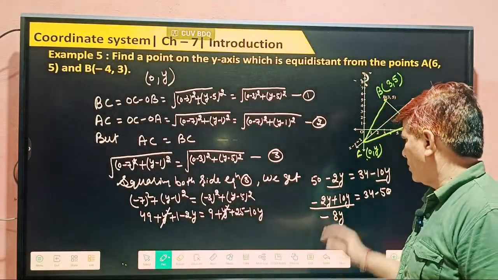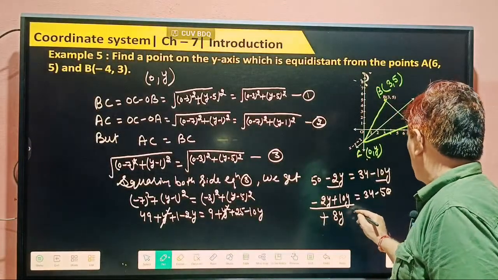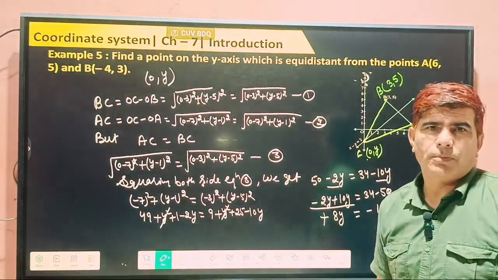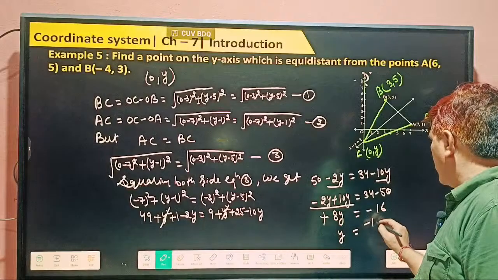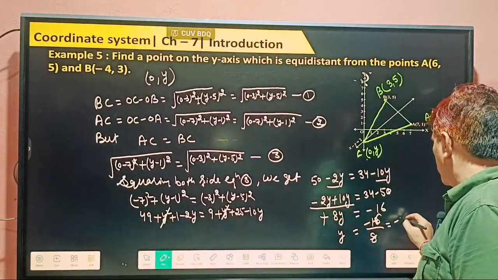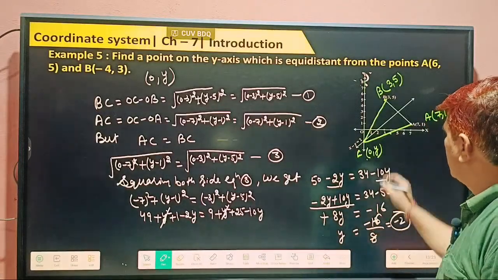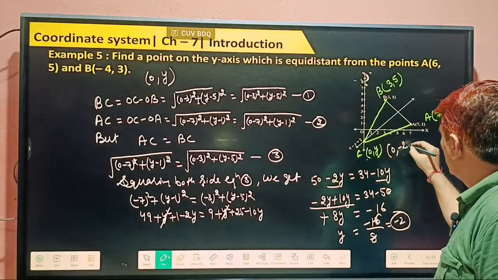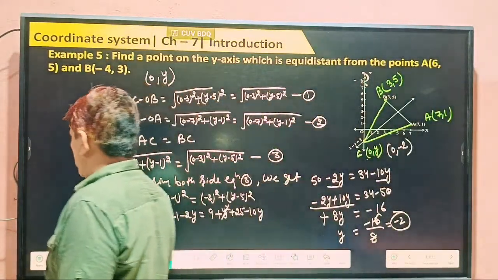So 10 minus 2, 8 or plus 8, is equal to minus 16. 34 of plus, 50 of minus. So y equal to minus 16 by 8 is equal to minus 2. So the point, its coordinates are x is 0 and y is minus 2. Got it?